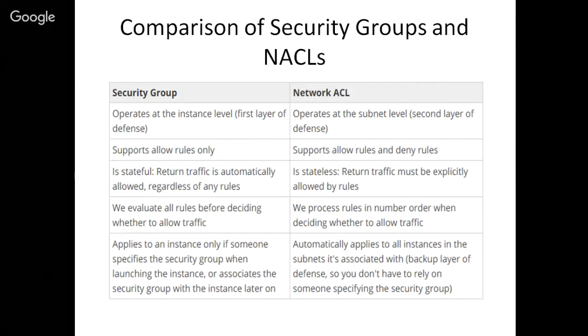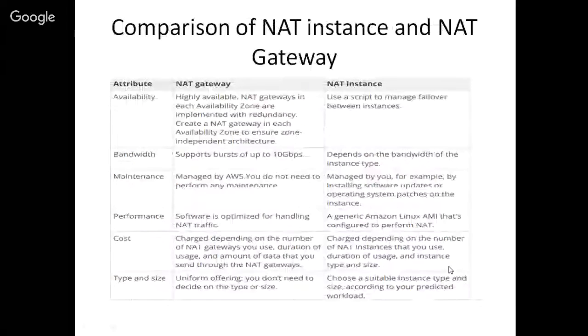Okay, next: a security group applies to an instance only if someone specifies the security group when launching the instance, or associates the security group with the instance later on. And a network ACL applies automatically to all instances in the subnet it is associated with, so you don't have to rely on someone specifying the security group. Okay, so this is the difference, and let's talk about the NAT instance and NAT gateway comparison.